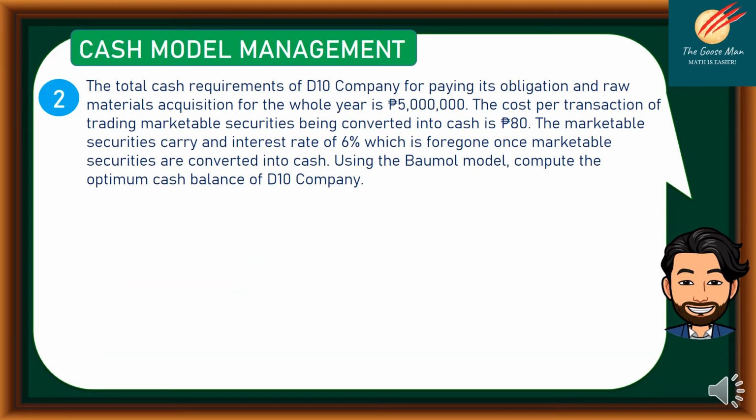For our example number 2, the total cash requirements of D10 company for paying its obligations and raw materials acquisition for the whole year is 5 million. The cost per transaction of trading marketable securities being converted into cash is 80 pesos. The marketable security carries an interest rate of 6%, which is foregone once marketable securities are converted into cash. Using the Baumol model, compute the optimum cash balance of D10 company.